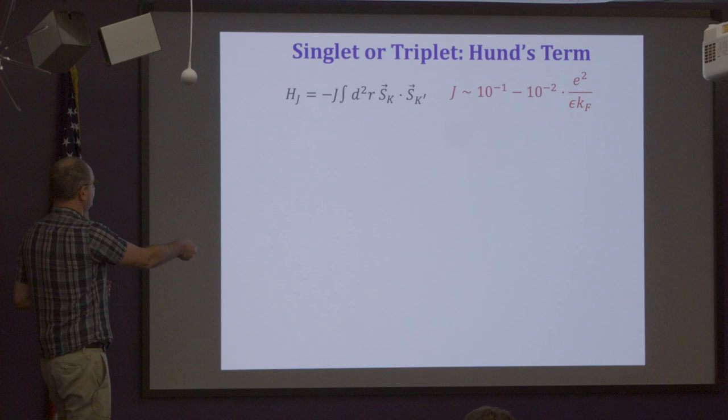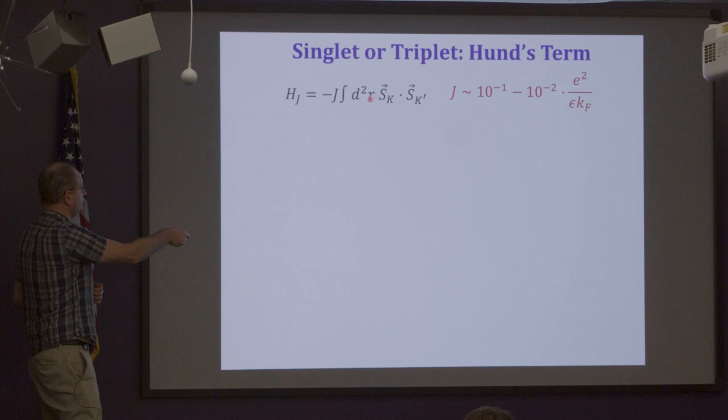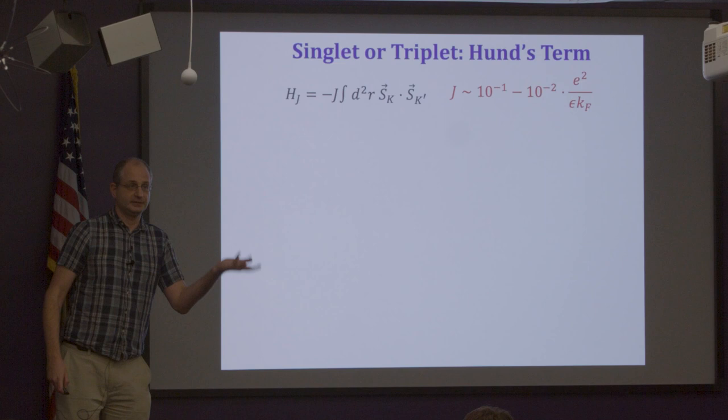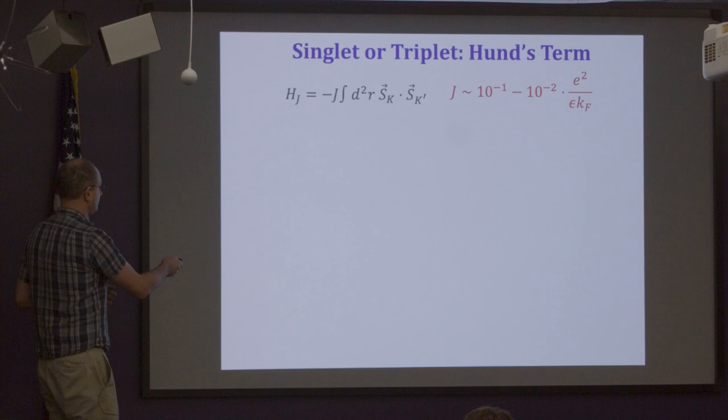What would lift this degeneracy is this relatively small Hund's term. And as we discussed, that's a bit of a problem, because we think that this Hund's term should be ferromagnetic. And nevertheless, SC1 is a singlet. So why is it a singlet? Here comes an observation.